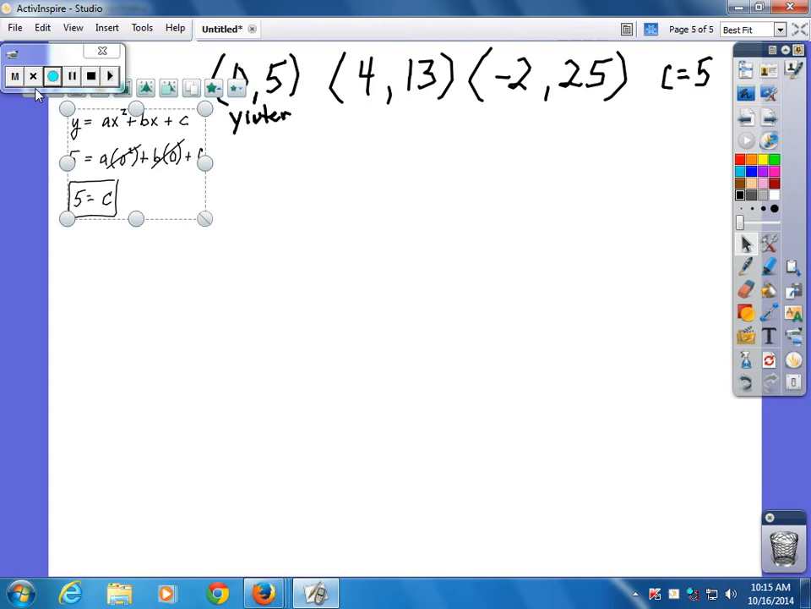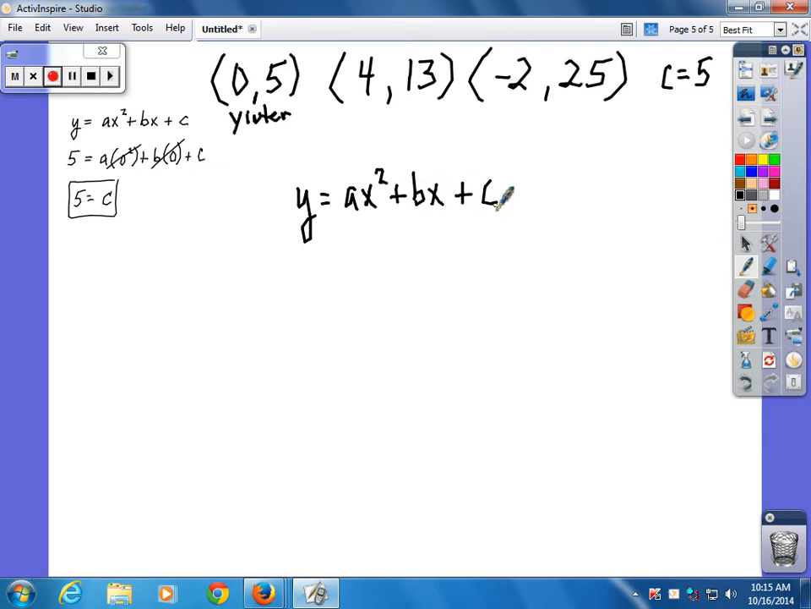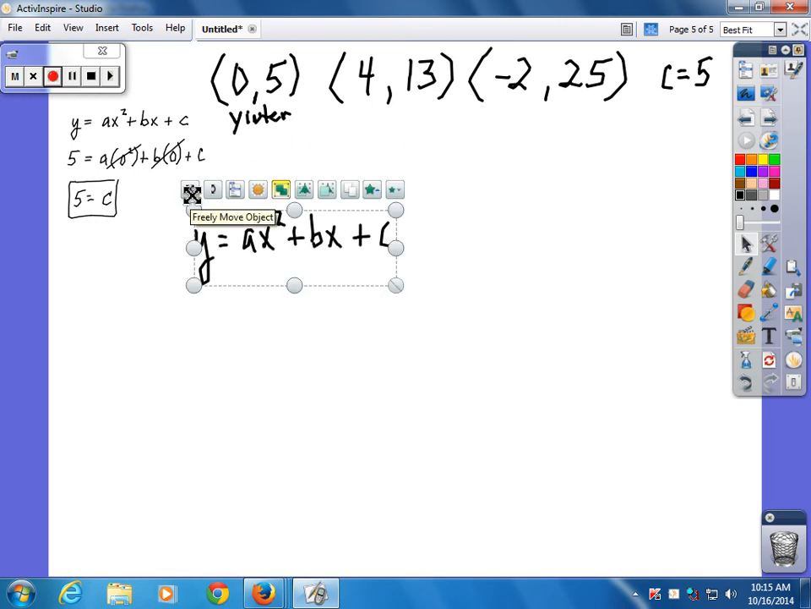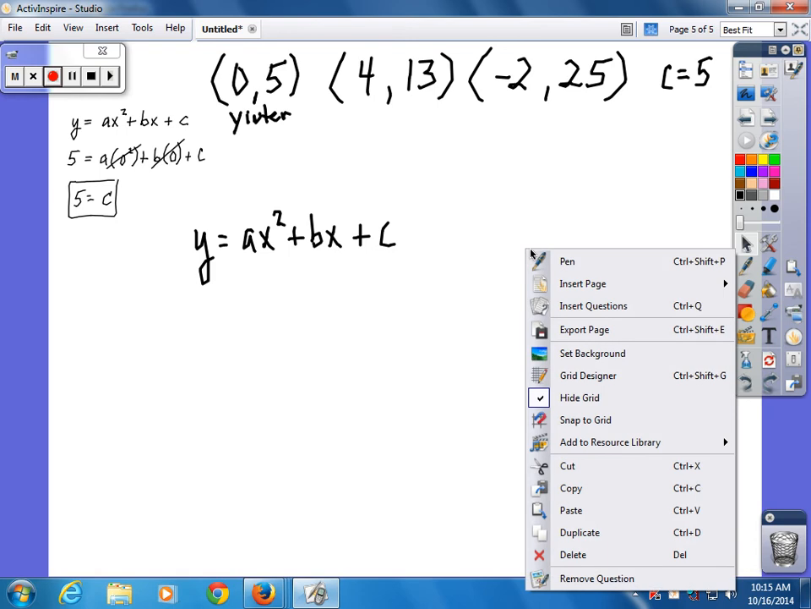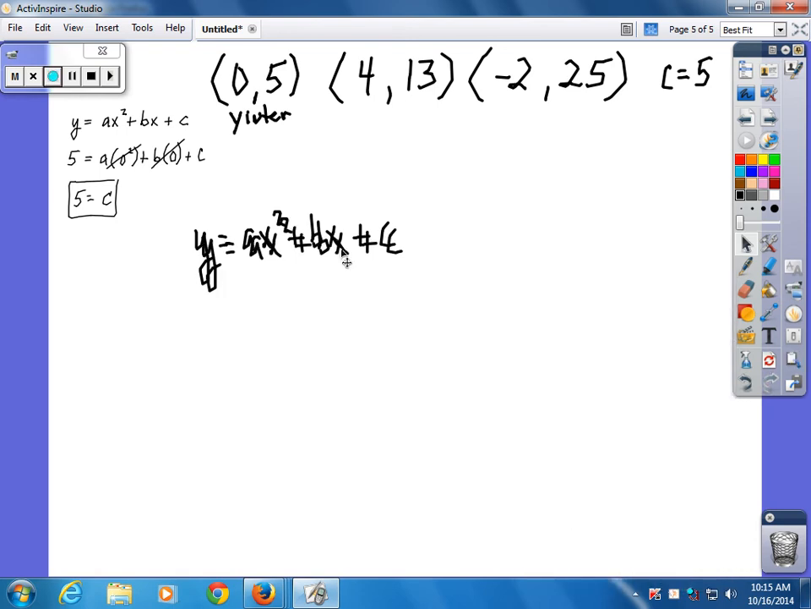Okay, so we found C is equal to 5, and we put it right here. Now I'm going to utilize these two points right here. I'll go back to my y equals ax squared plus bx plus c, and I'm going to set up two of them. There's one. There's two. And I'm going to plug in this one and that over here, this one and that over here.